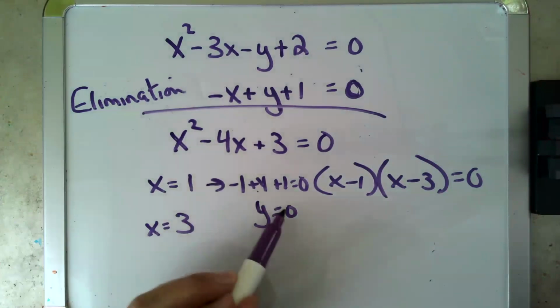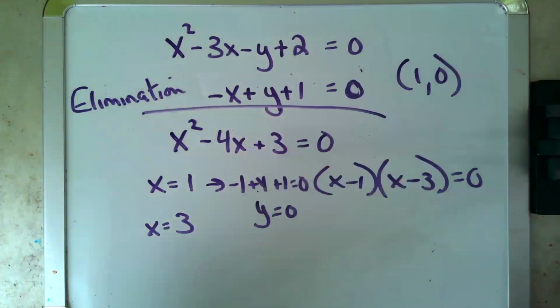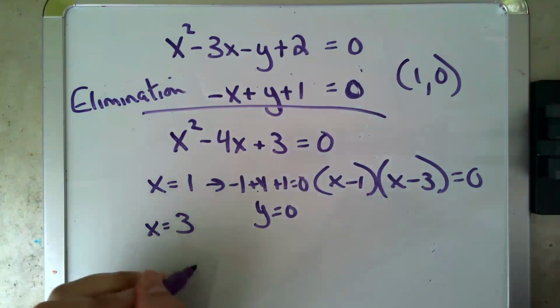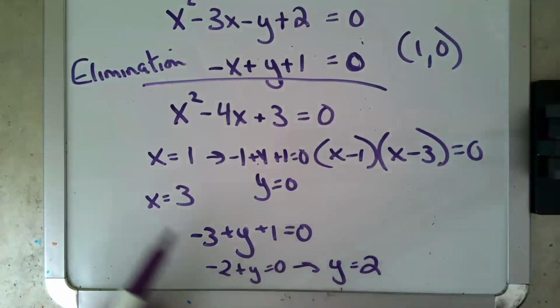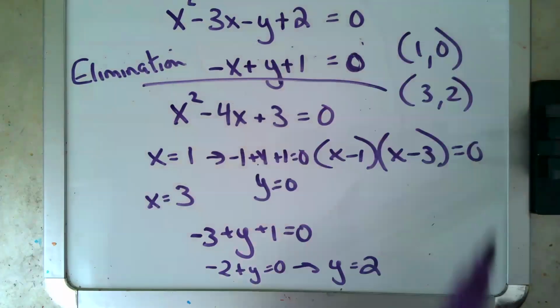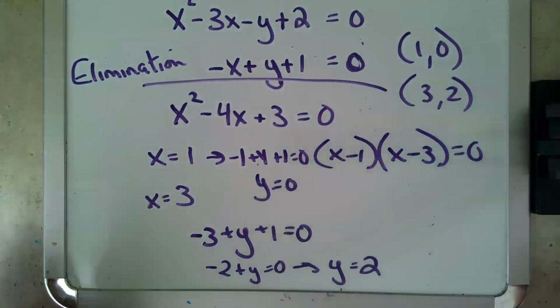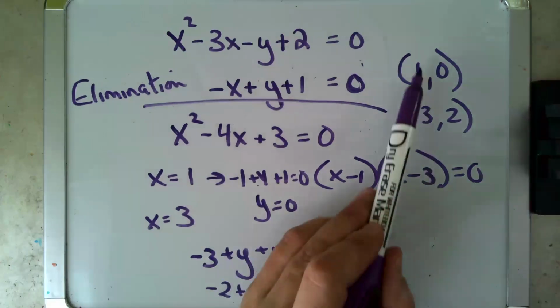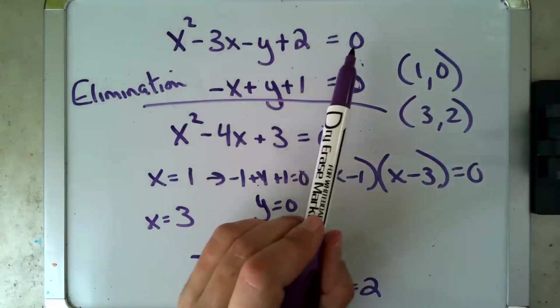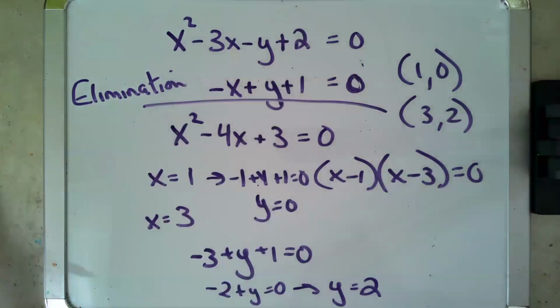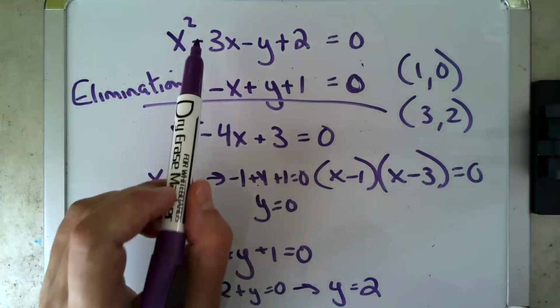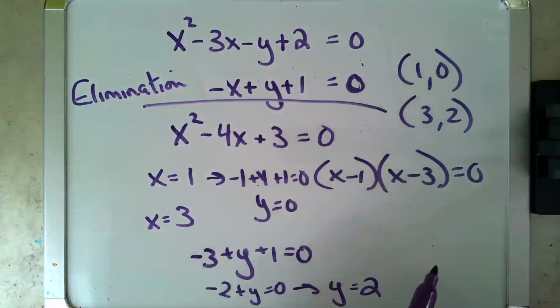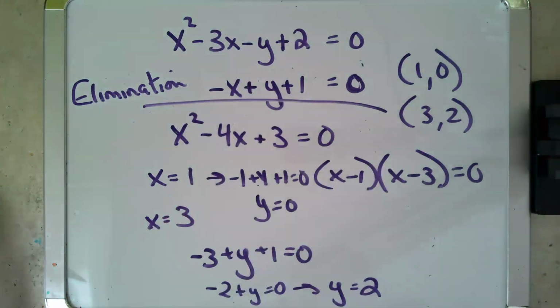So my first solution is the ordered pair 1, 0, and then I do it again. -3 plus y plus 1 equals 0. So y equals 2. And so my second ordered pair that works for both equations is 3, 2. I would throw those each into this quadratic to make sure that they worked for the quadratic as well, and they do. And so I know that when I graph my parabola and I graph my line, these will be the two places where the line intersects the parabola.